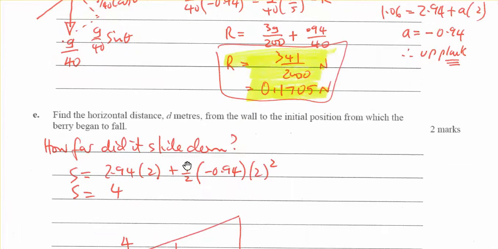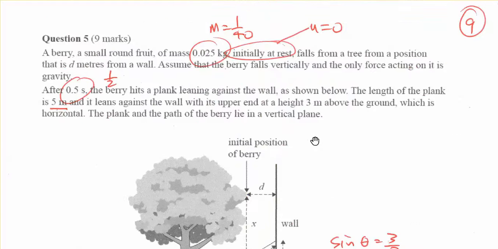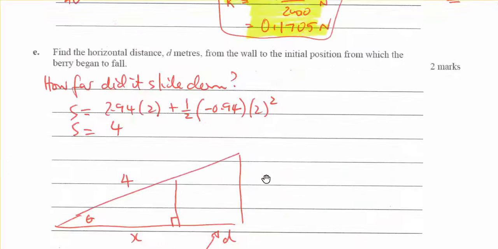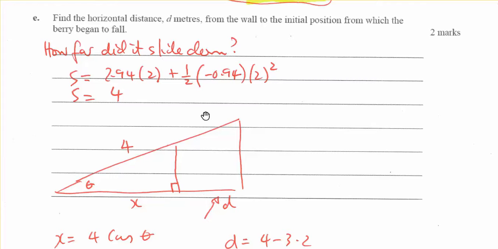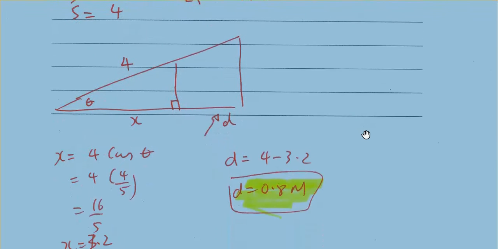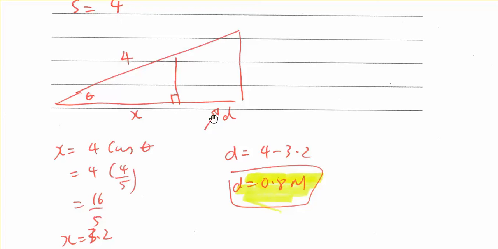And d, find the horizontal distance d from the wall to the initial position. So what's d? That's d there. So what have I done? I've used how far totally did it slide down, and it slid down 4. So this bit is 4, the berry lands here. So the distance from here to the edge is 4. I know the total distance is 5. I know this bit here is 3. So I can use x using this triangle, and I know that that's 4, so I end up with 0.08.